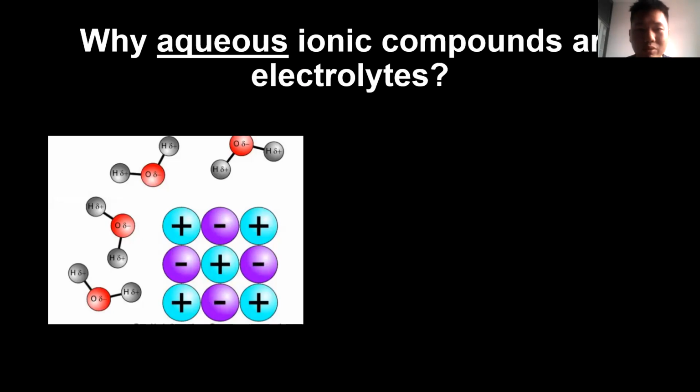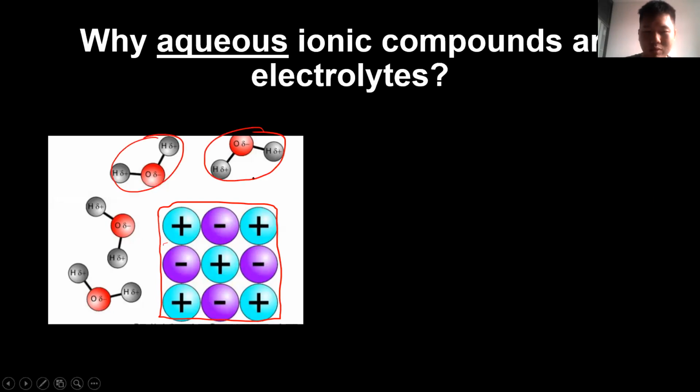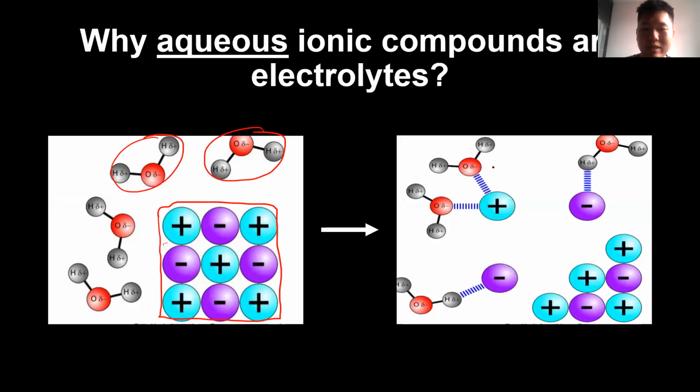Okay, so here I will explain one more time using a diagram why aqueous ionic compounds can be electrolytes. Say we have this ionic compound, which is initially in a solid form, and these are water molecules. When they are placed together, the water molecules will interact with these ions. When water interacts with the ions, they give out energy, and this energy is strong enough to break these ions from this orderly arrangement.